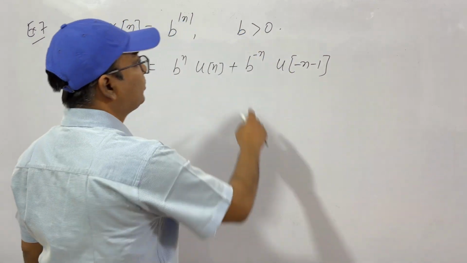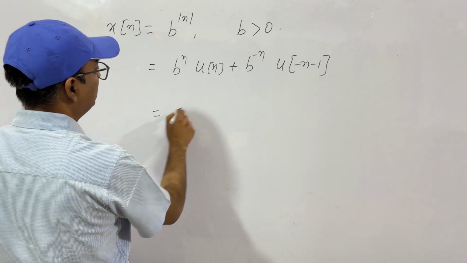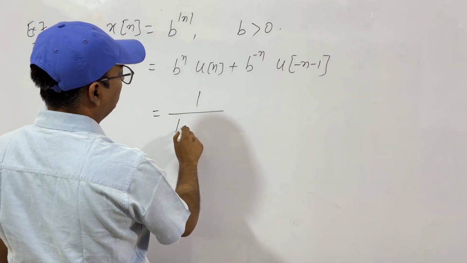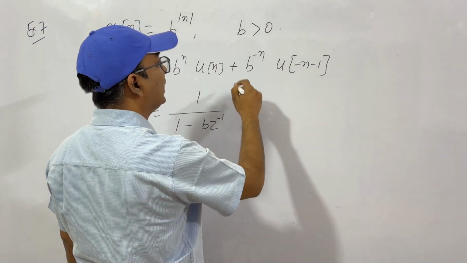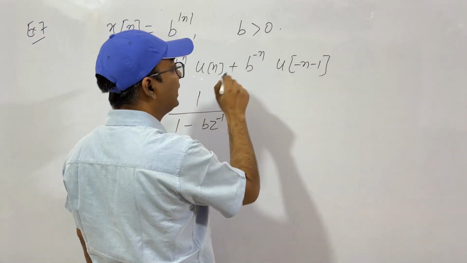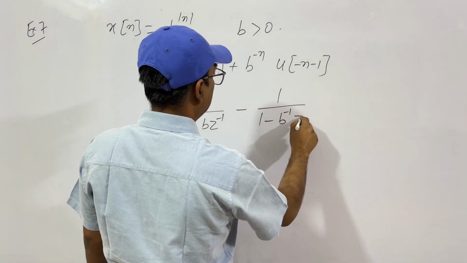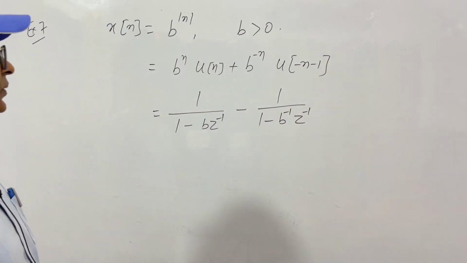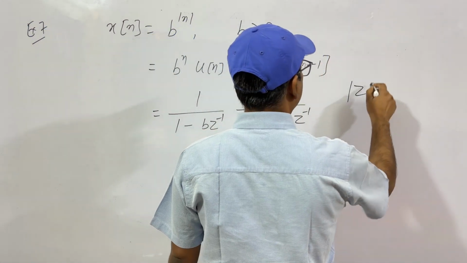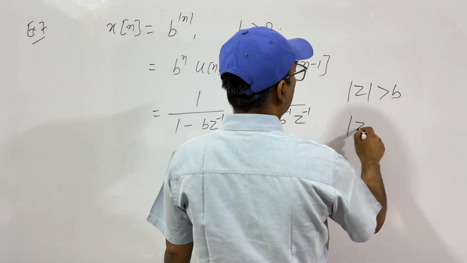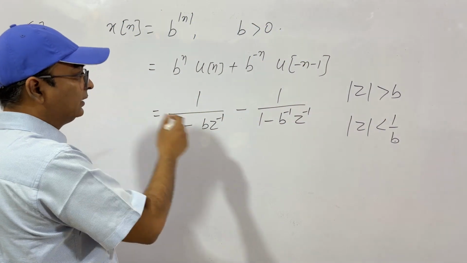We have seen the z transform of a to the power n, and we have seen a to the power minus n also. So what you get is 1 by 1 minus b z inverse. This is for this, and for this it comes to minus, because the example that we took was minus a to the power n. This is plus, so we will take minus 1 by 1 minus b inverse z inverse. So this is the function. What are the regions of convergence here? First will give mod of z greater than b, and second will give mod of z less than 1 by b. This we have seen in our example.